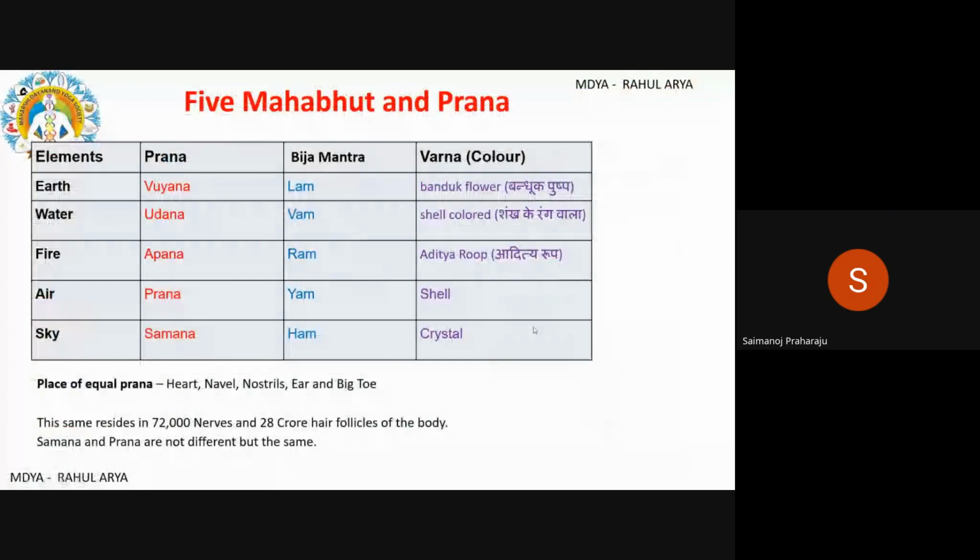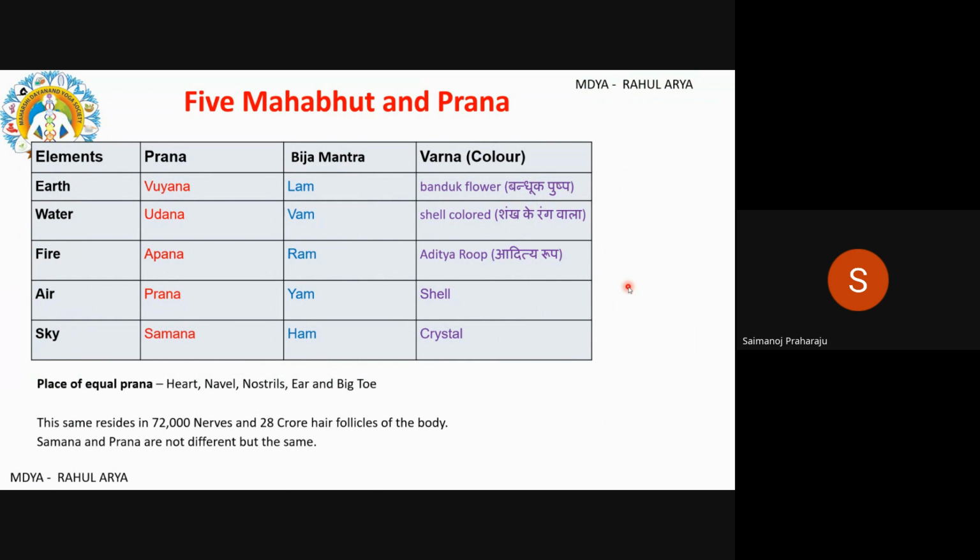So in this slide, they're describing the Pancha Mahabhuta and Prana. The first one is Earth, which is related with Vyana, and the Bija mantra is Lam, and the Varna is Banduk flower. The next one is water. Water is related with Udana and Bija mantra Vam, and it is shell colored. Fire is the Apana, Ram, and the Varna related is Aditya Roop, that of the sun. The next one is air, which is related with Prana, the Bija mantra is Yam and the color is shell.